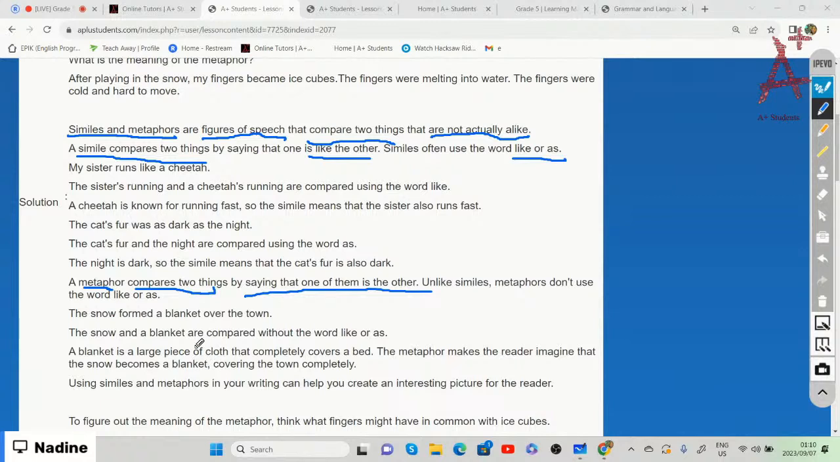So a metaphor compares two things by saying that one of them is the other. And unlike similes, metaphors don't use the words like or as. So metaphors do not use the words like, and they do not use the word as. Remember, with the simile, we use the words like or as to show comparison.